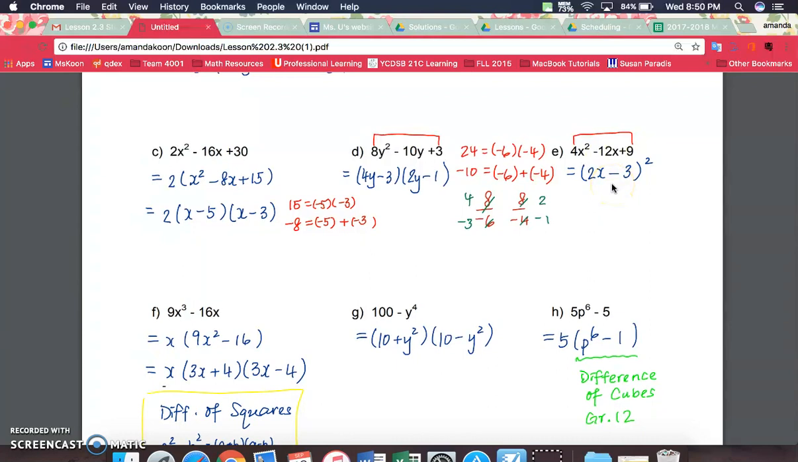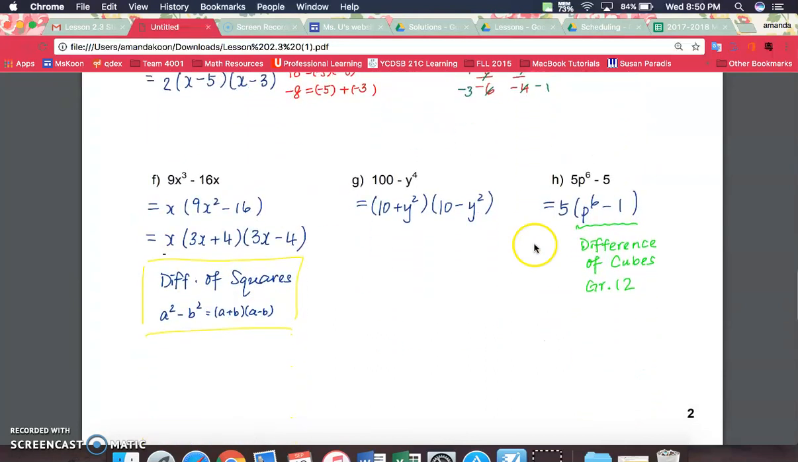Therefore, the factored form of this trinomial is (2x minus 3) to the power of 2. Don't worry if you don't see the pattern, because you can still use the product and sum method, like part D, to figure out this answer. In part F, 9x cubed minus 16x. So don't forget, common factor first: x times (9x squared minus 16).